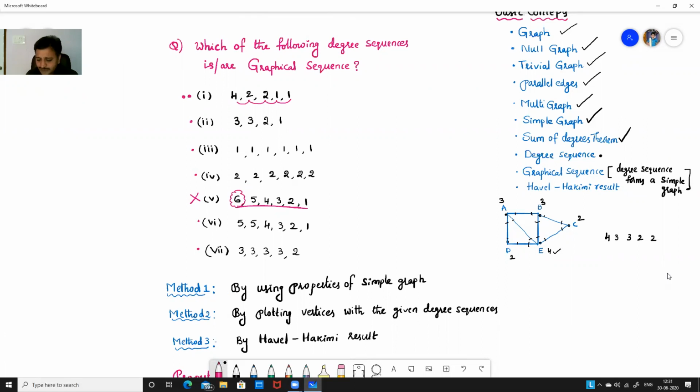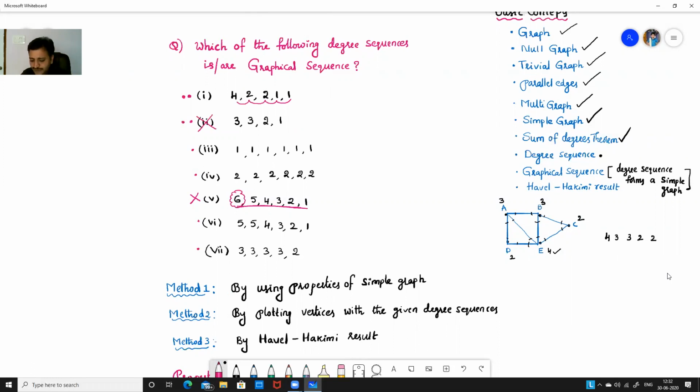Now look at the second option. 3 plus 3, 6, 6 plus 2, 8, 8 plus 1, 9. Yes, the sum of degrees of all vertices is 9. But according to the sum of degrees theorem, the sum of degrees of all vertices must be an even number. Therefore, I can eliminate the second option by using the second property.